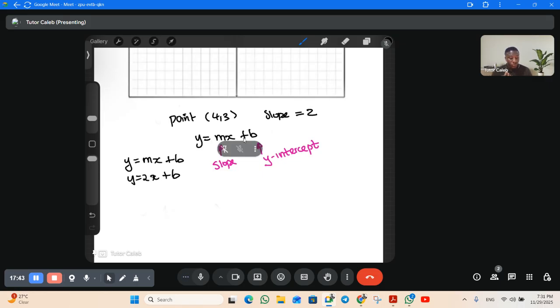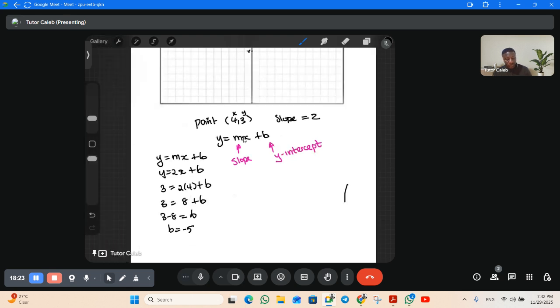Now, we'll use the point that's been given to us. In the point, we have an x coordinate and a y coordinate. So wherever we see x in the equation for the line, we'll put 4, and wherever we see y, we'll put 3. This is to enable us to find b, the y-intercept. So we have 3 equals 8 plus b, and 3 minus 8 equals b. Therefore, b equals minus 5.